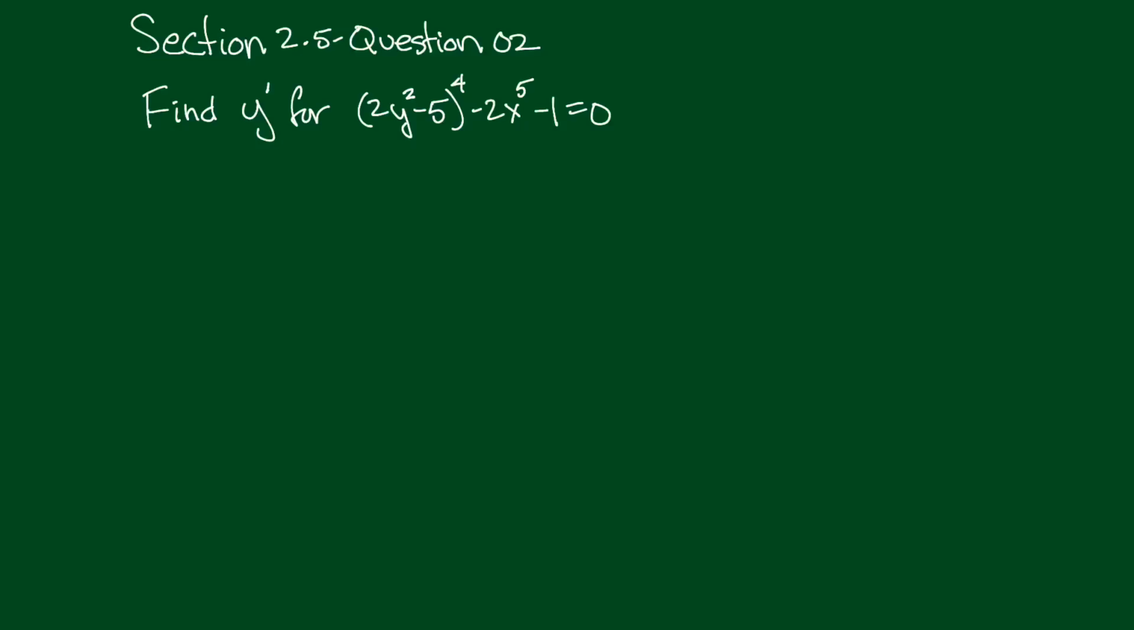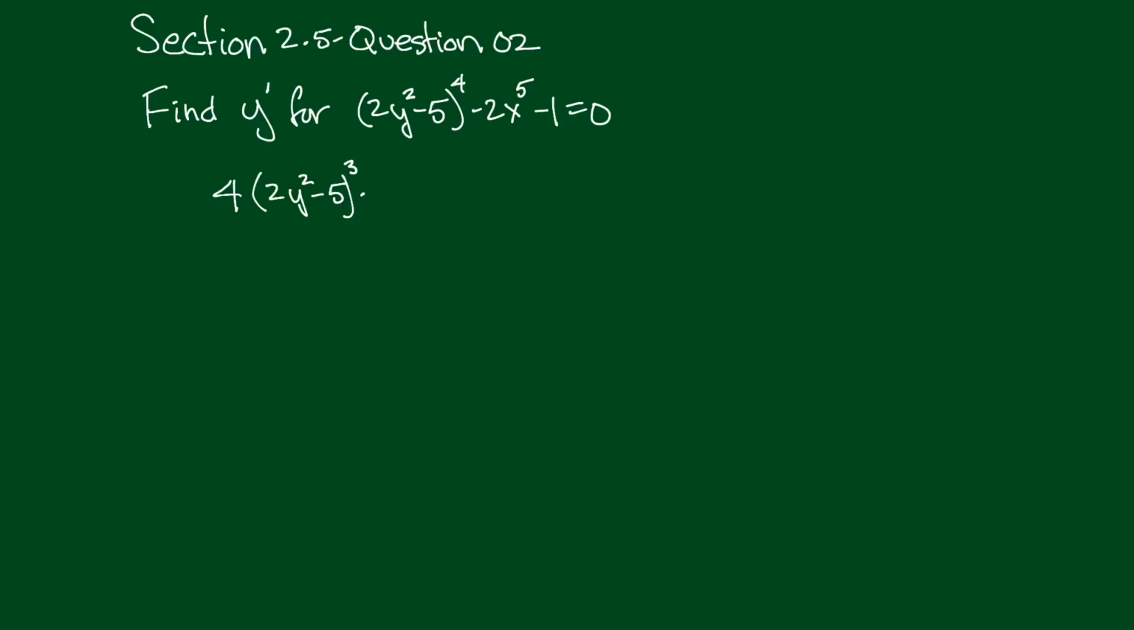So let's start here. We can see this first term here. This is a power, right? I've got something to the fourth power. So general power rule: derivative of the outside, 4, (2y squared minus 5) decreased by 1, times the derivative of the inside. Now be careful. Derivative of the inside, this y is an unknown function of x.